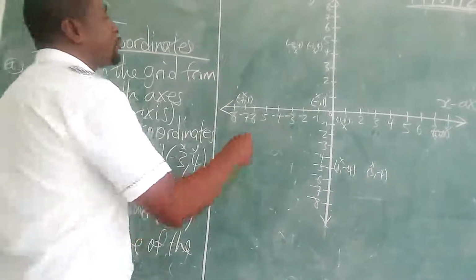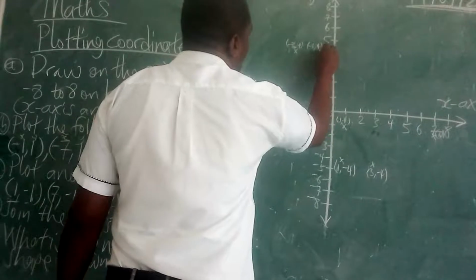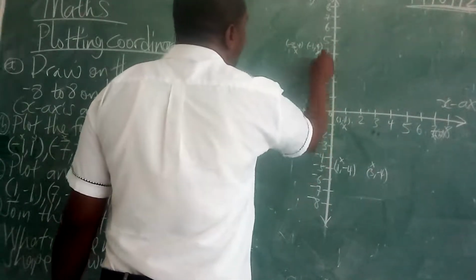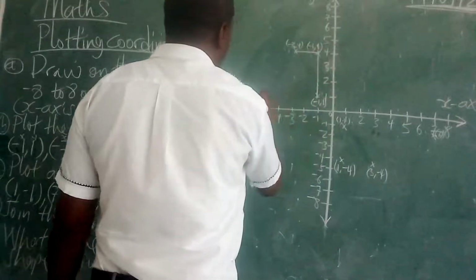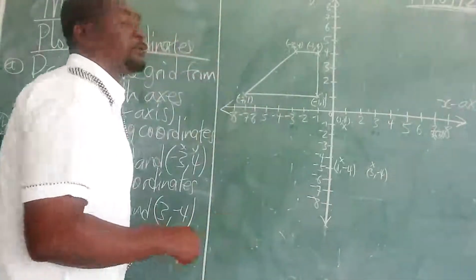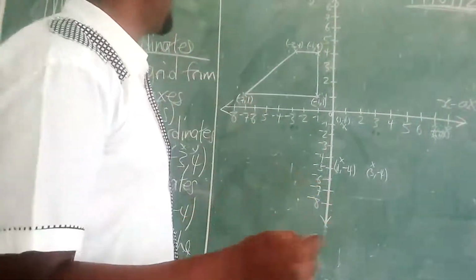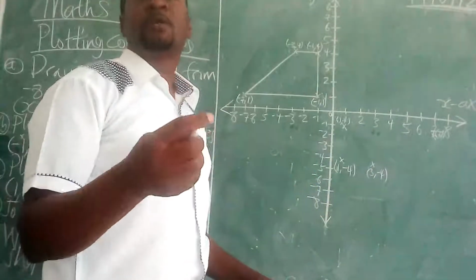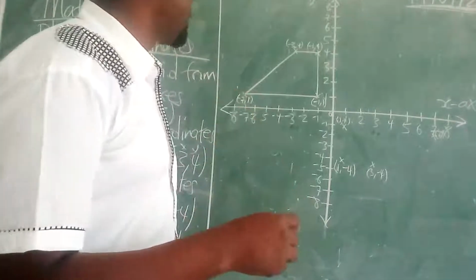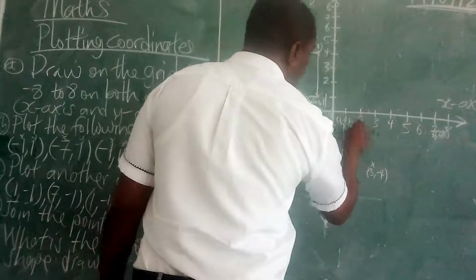Now, the next question says, join the points. So here I will join the points. This point is here. This one I join. Then I join these points. Not with your free hand. When you are joining, because I'm not having a blackboard ruler, that's why I'm using my free hand. But you, when you are drawing, you have to use a ruler to join the points. Then here, I join the points.